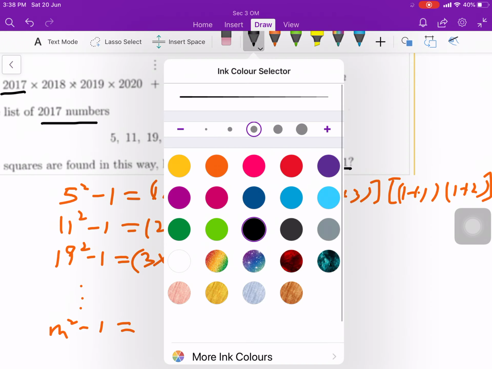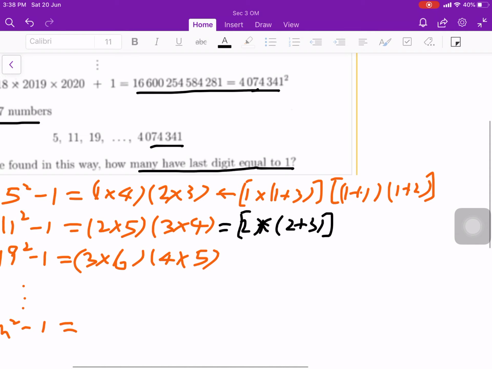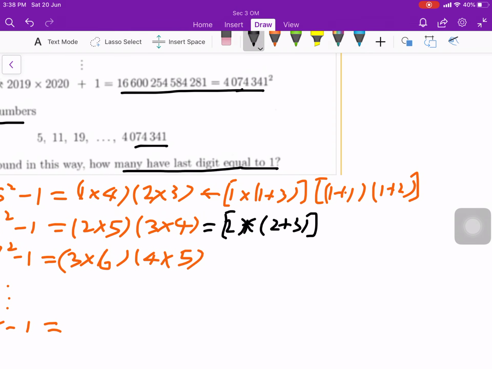That means in this case, this part here is your 2, and then this is 2 times (2 plus 3). Then this part here, okay, let me do some cleaning up. This part is multiplied. Then in this case, this is actually 2 plus 1, which is 3, multiplied by 2 plus 2.